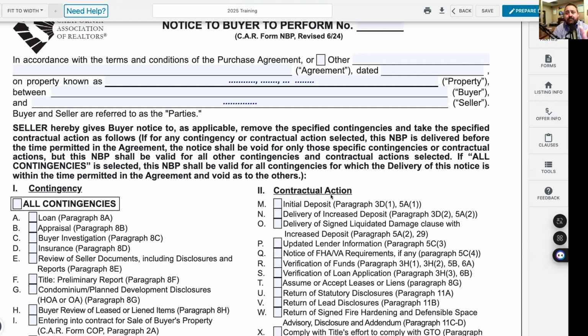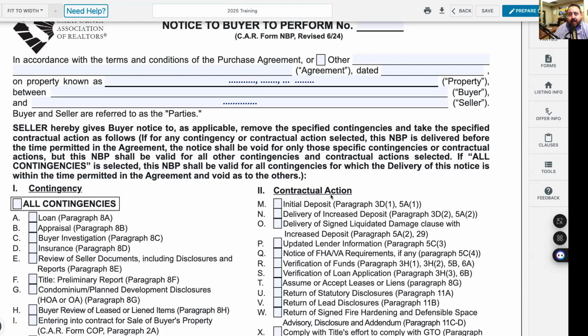And it cannot be sent sooner than 2 days prior to the contractual obligation or the contingency period. So let's say that you made your contingencies all 7 days. You wouldn't be able to send a notice to perform until day 5. And then you would have to wait until after day 7, right? So it's anywhere between 5 and 7. After day 5, you can send a notice to perform at any point, if that's what you've done.